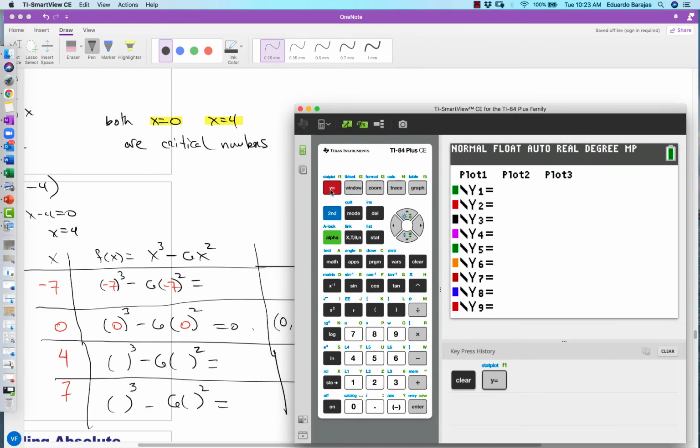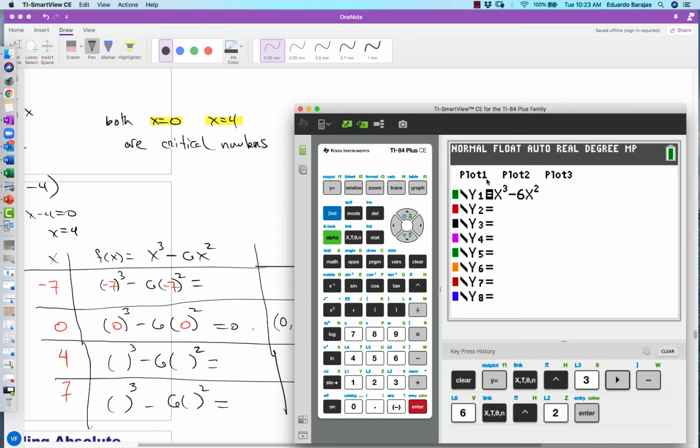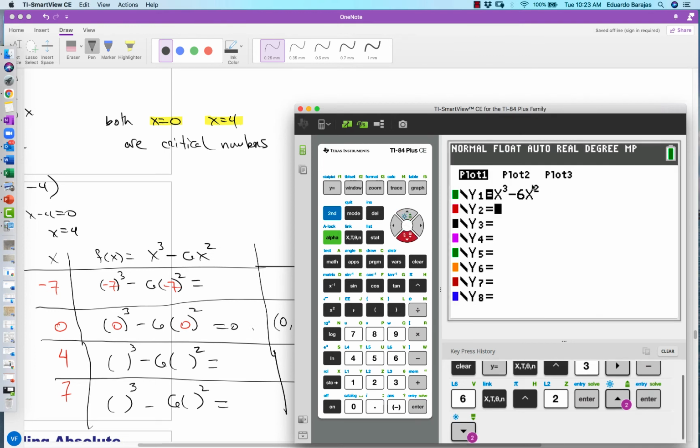So go to y equals, type in x to the power of 3, and then minus 6x to the power of 2, enter. Make sure plot 1, plot 2, and plot 3 are all off. If you don't know how to turn them off, go up and highlight and then hit enter. And then go down. See how that box is darker? That means we've just activated plot 1.